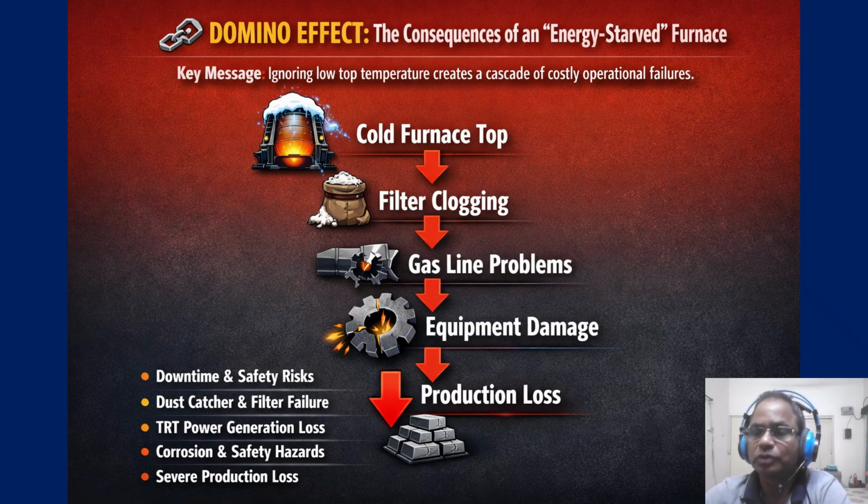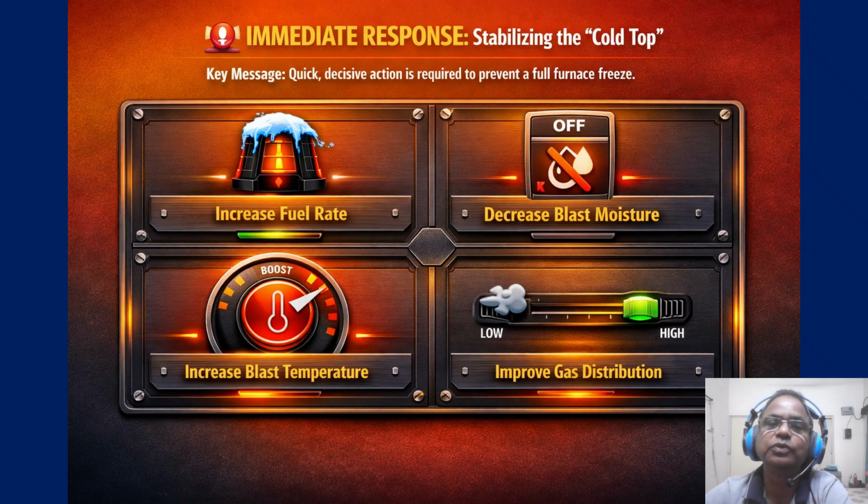Now coming to the countermeasures, so what should we do? When the top temperature goes cold, you need to act fast. Think of this slide as your emergency control panel. First button, increase fuel rate. Add coke or auxiliary fuel, that's instant energy. Second, decrease the blast moisture. Cutting humidity removes a huge energy sink. And third, increase blast temperature if possible. More hot blast directly elevates the thermal profile.